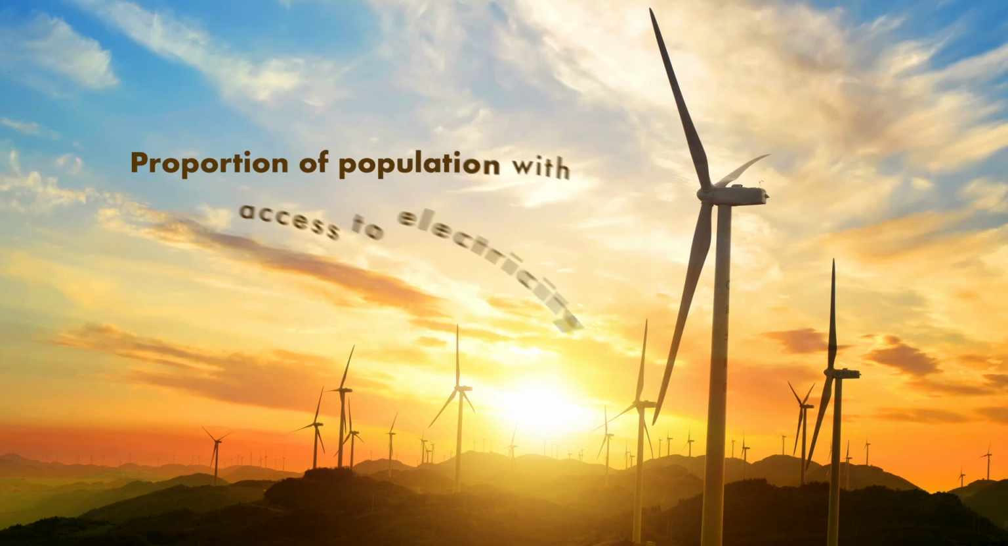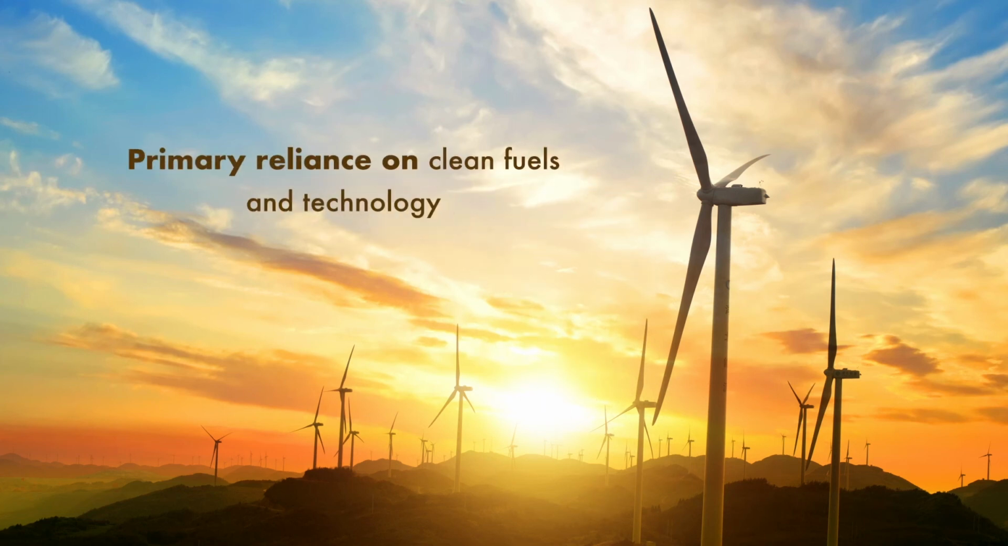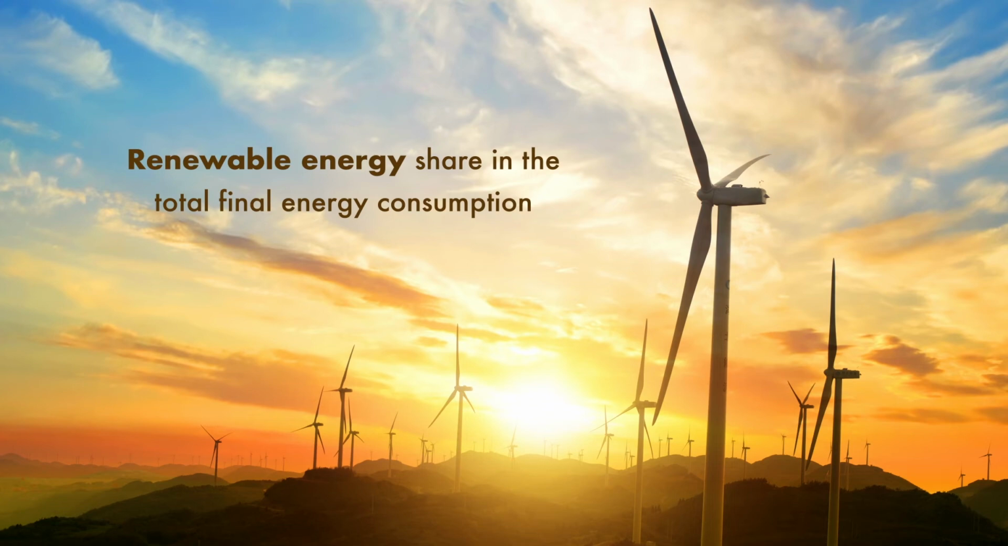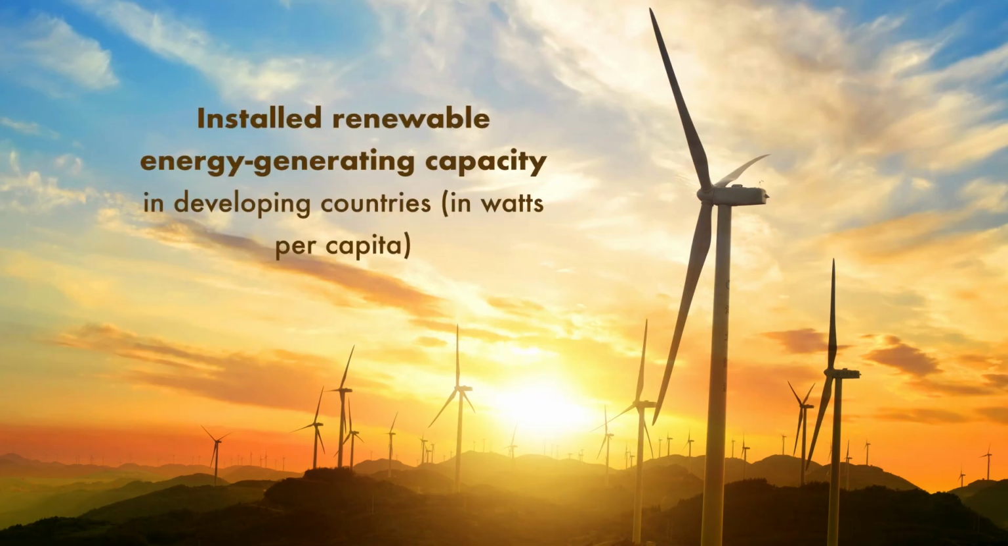The key indicators to check the progress of these targets are proportion of population with access to electricity, proportion of population with primary reliance on clean fuels and technology, renewable energy share in the total final energy consumption, energy intensity measured in terms of primary energy and GDP, and installed renewable energy generating capacity in developing countries, that's in watts per capita.